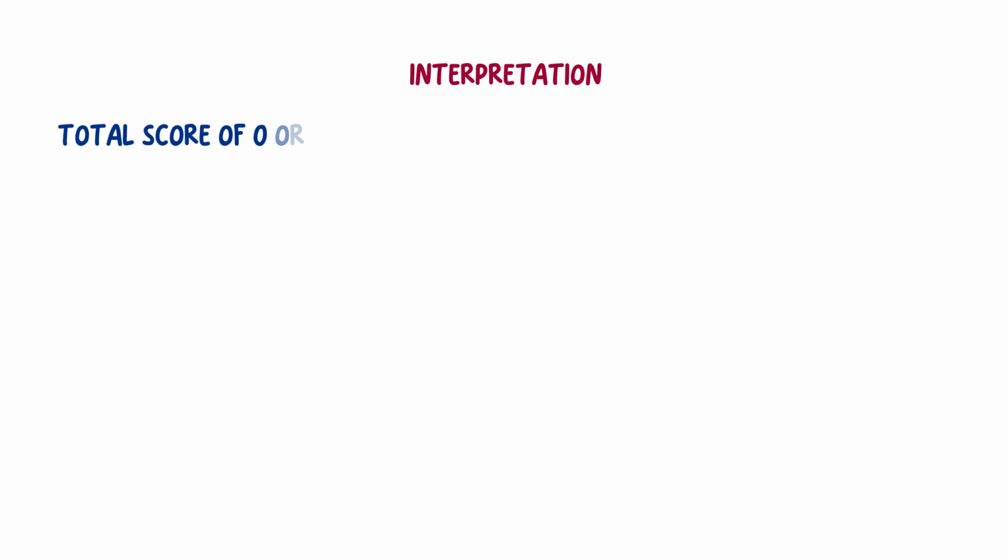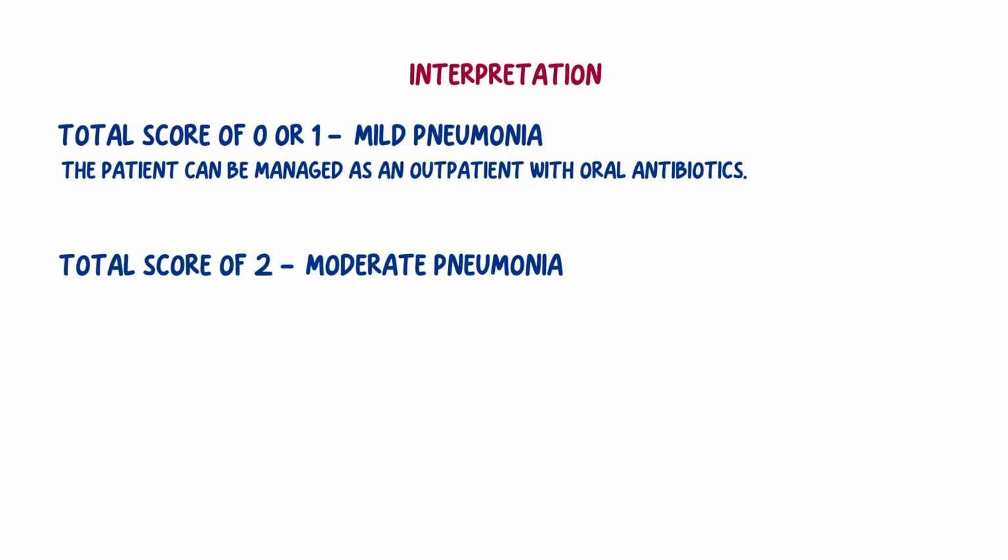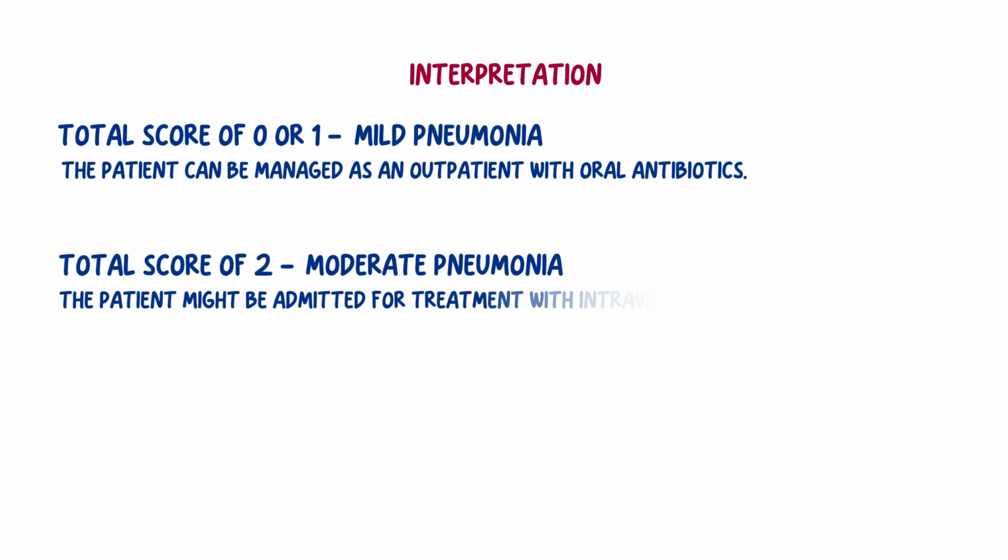If a patient has a total score of 0 to 1, the pneumonia is mild, and the patient can likely be managed as an outpatient with oral antibiotics. If a patient has a total score of 2, this indicates moderate severity. Hospitalization might be necessary, and treatment with intravenous antibiotics is often recommended.